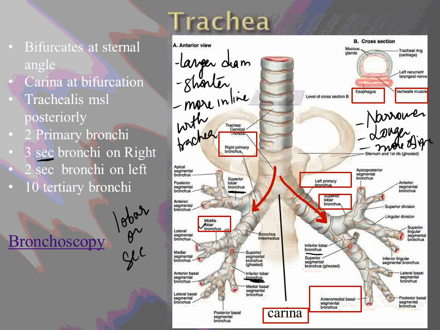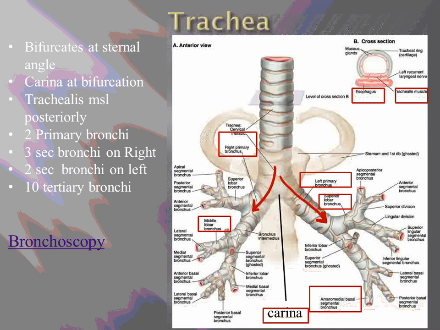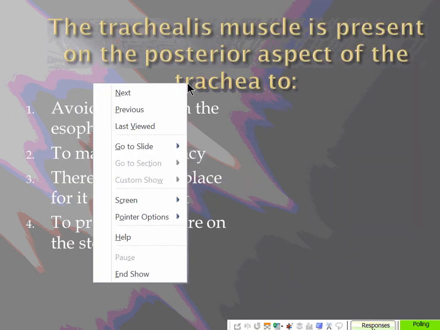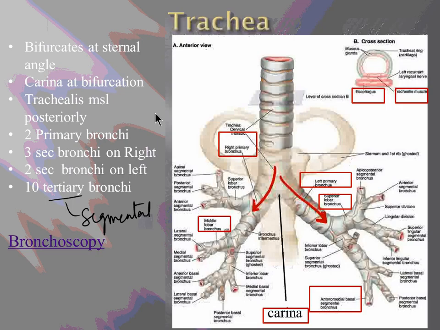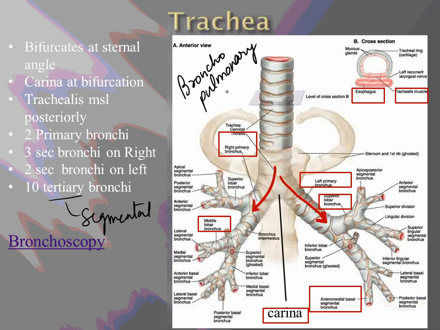And then each lobar bronchus divides into what are called tertiary or segmental bronchi. So these are known as tertiary or segmental. Another name for tertiary is segmental bronchi, because they go to something in the lung which is known as a bronchopulmonary segment. So these tertiary bronchi help to form something known as a bronchopulmonary segment. So that's why they are called segmental bronchi.